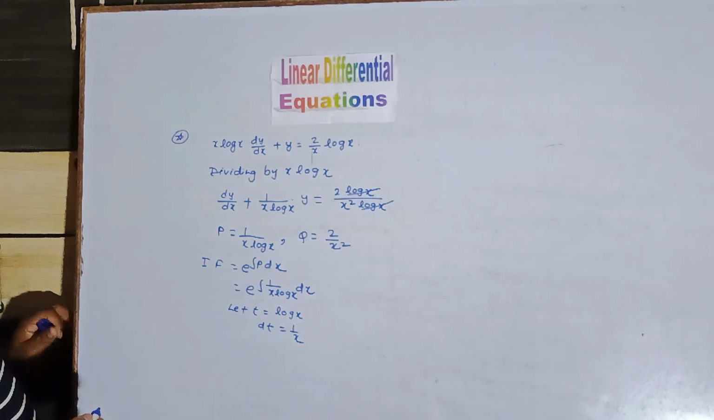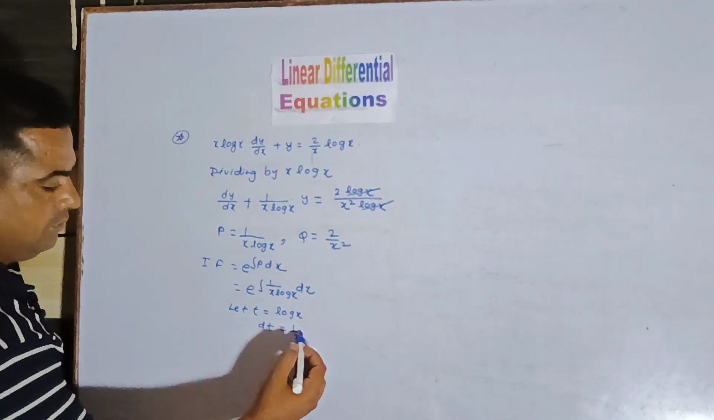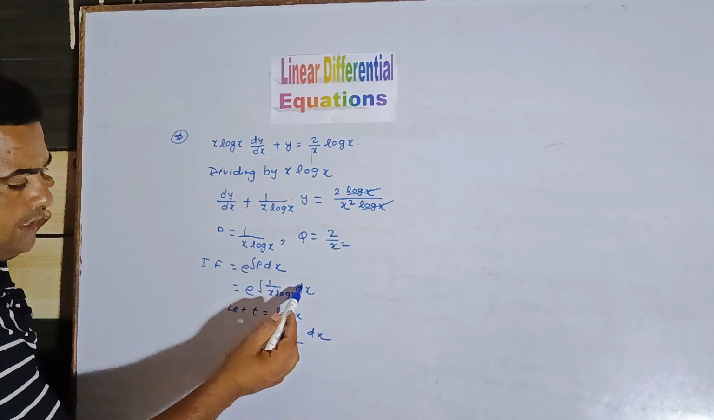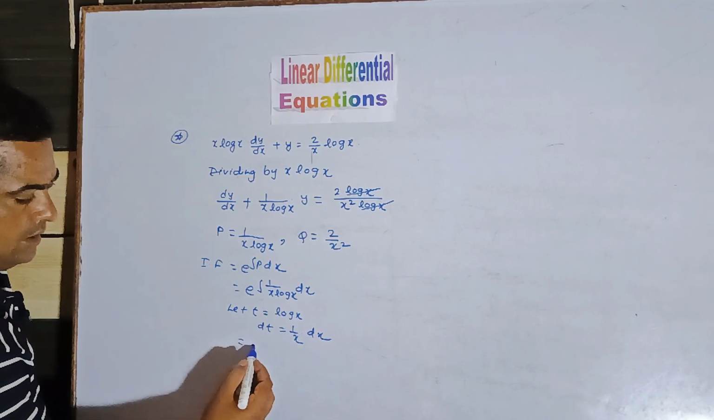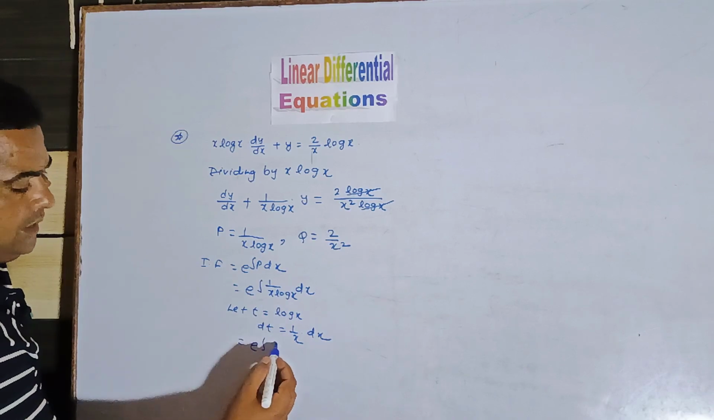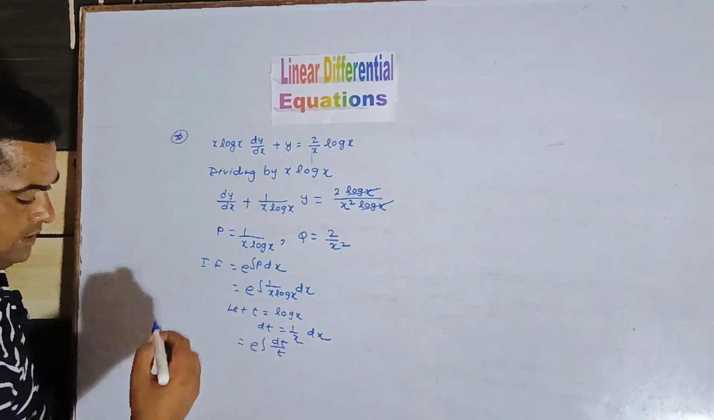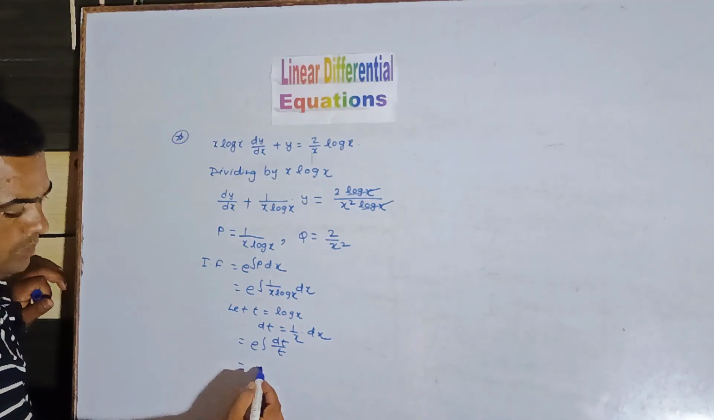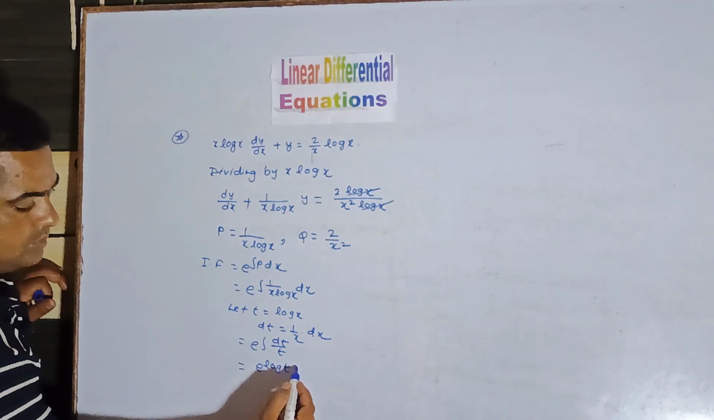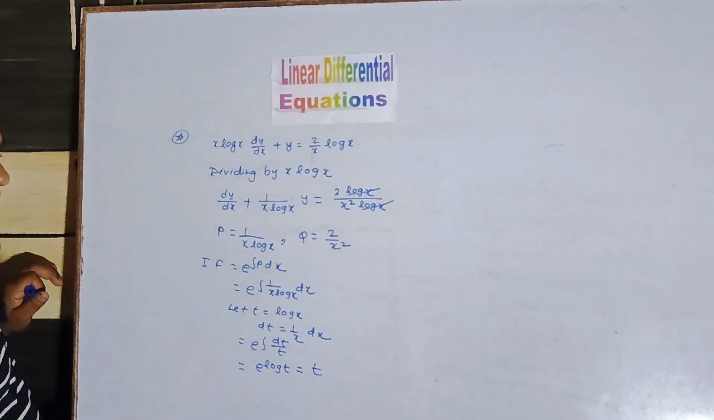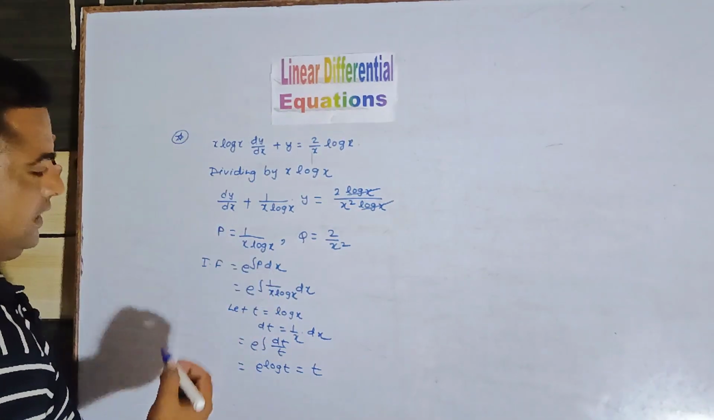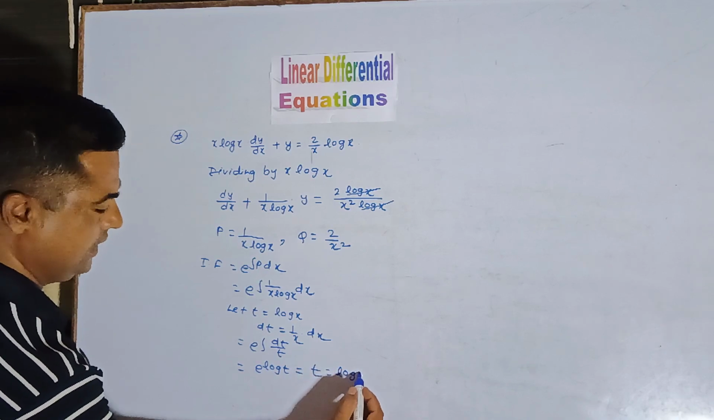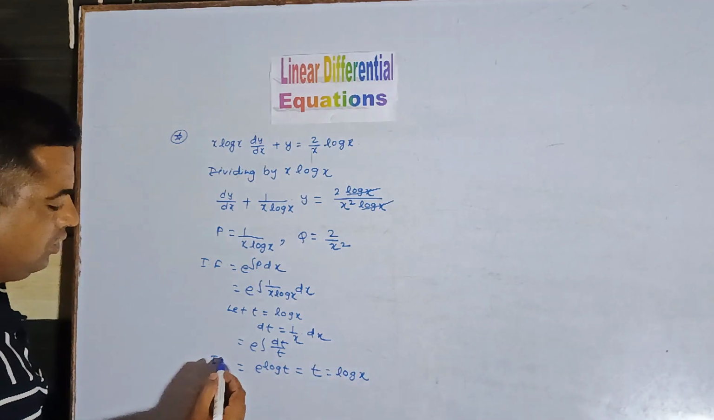Now if we substitute the value, dt is 1 upon x dx. So dx upon x will be dt, and we have e to the power integral dt over t. Integral of dt upon t will be log t. Now you can write it t. And what is the value of t? t is log x. So after solving, we are getting IF equals log x.